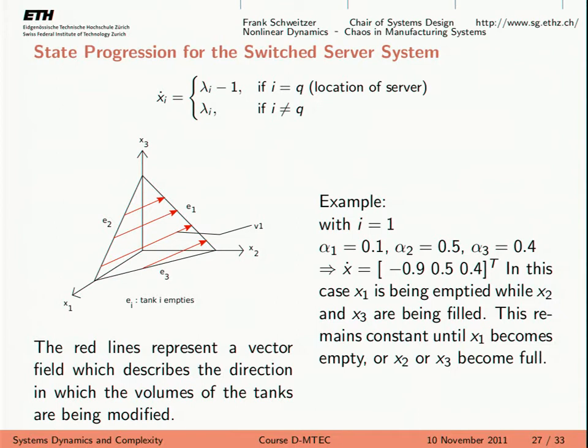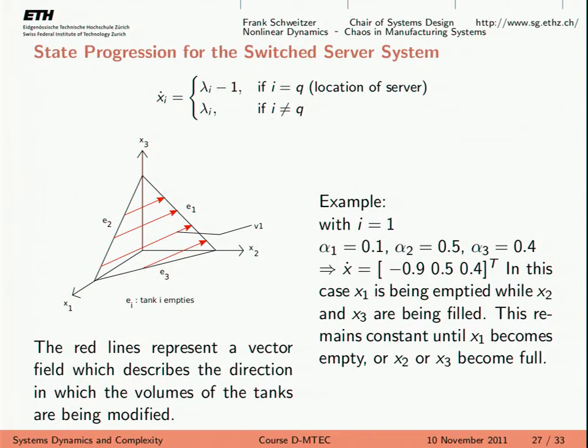So what happens is, the server goes to buffer 1 and tries to empty it. At the same time, buffer 2 gets filled and buffer 3 gets filled because they're not being serviced at the moment. So the server reaches this position where buffer 2 is now fuller than before, and buffer 3 is again slightly fuller than before.